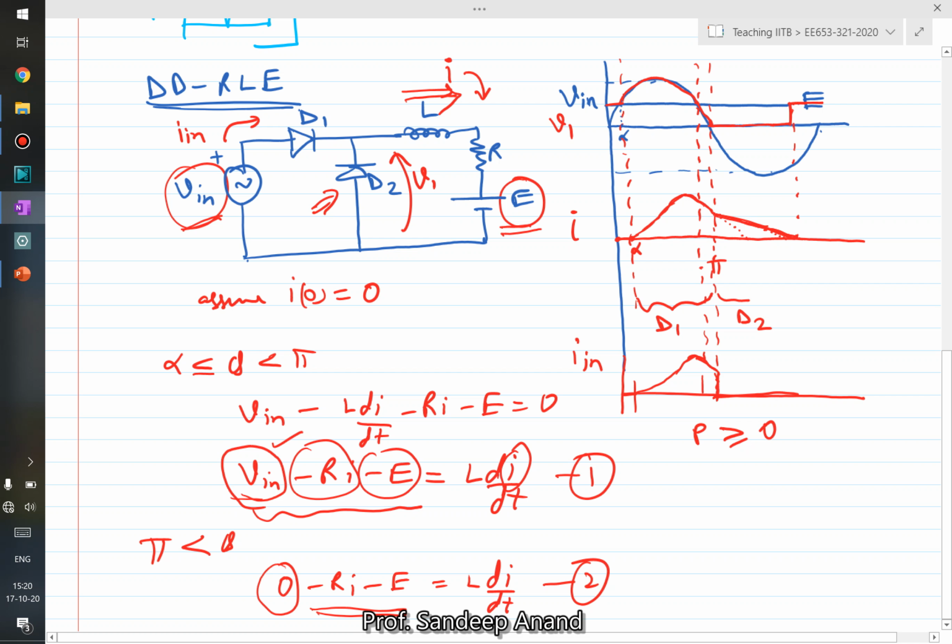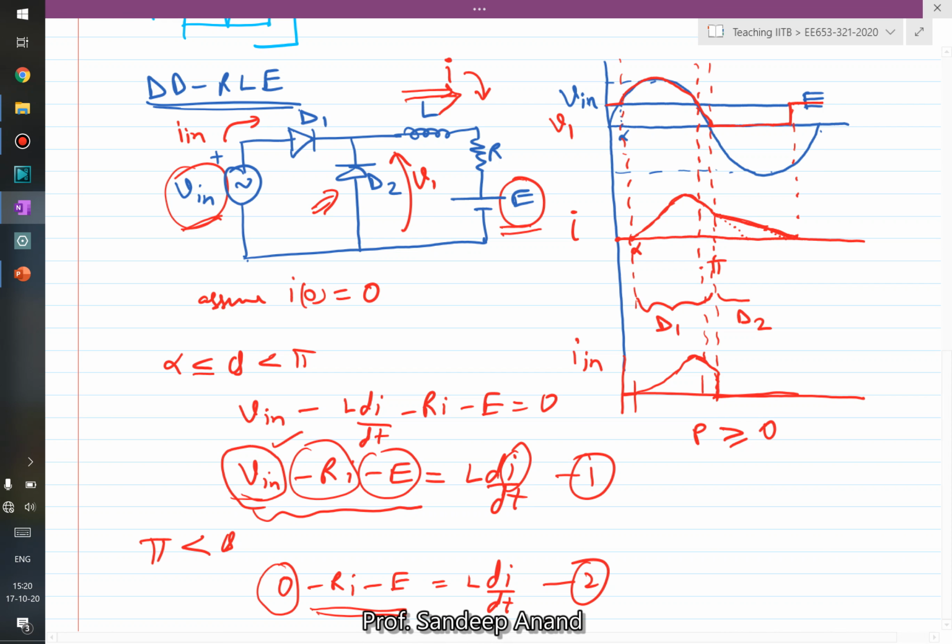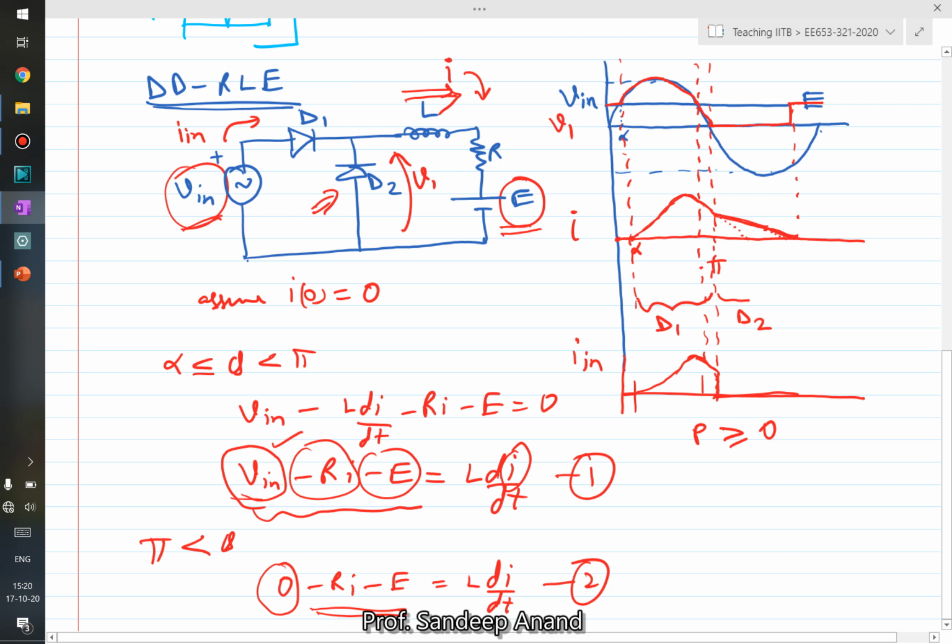Now, even though the particular waveforms that I have drawn were actually for a discontinuous conduction mode, after this point pi, depending on the value of E, let's assume that E is small. If E is small, it may so happen that the slope might be lesser, and then we may not really end at 0, we may end at a positive value, and therefore the next cycle will again start at a positive value, right?